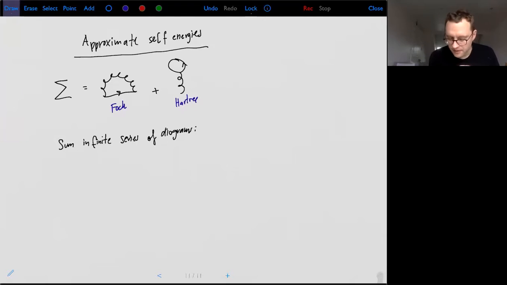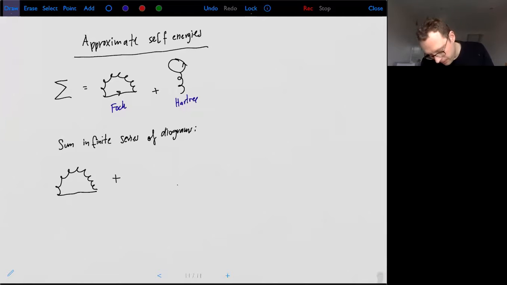And basically, the other thing we know is that it's only the exchange that we should screen, right? So basically, we start with the exchange diagram, and now there is a set of other diagrams, higher order diagrams, that have a similar structure as the Fock diagram. So let's look at it.